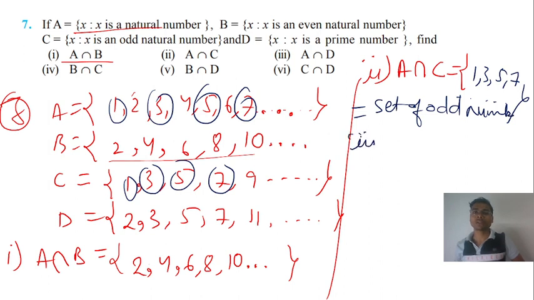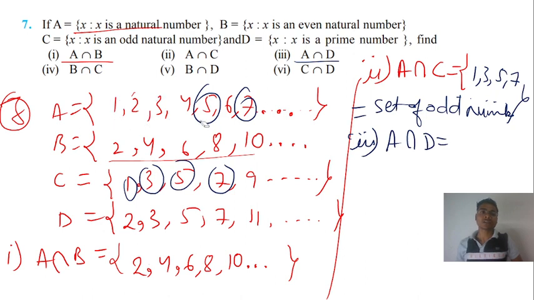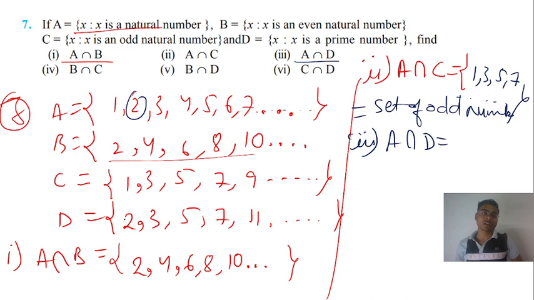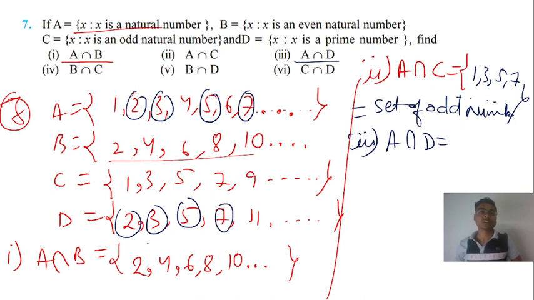Now coming to part third. Part third is saying A intersection D. If you try to find the common elements between A and D, what will you get? You will get all the elements of D inside the set A. So you will simply write the set D: 2, 3, 5, 7, 11, and so on. And what is this set? This set is the set of prime numbers.